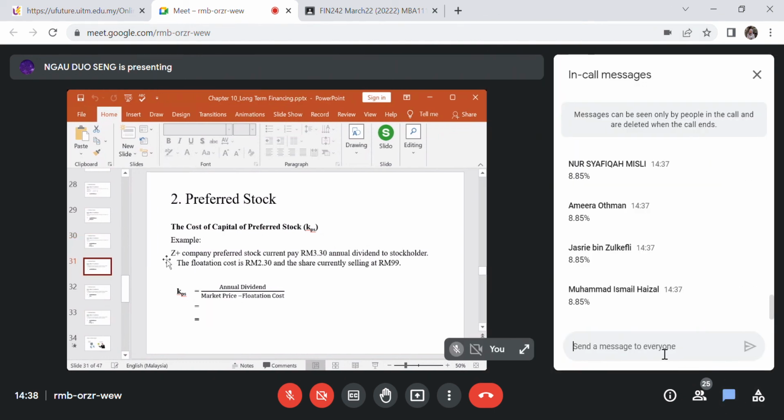Z Plus company preferred stock current pay 3 ringgit 30 cent annual dividend, right, to stockholders. So the flotation cost is 2 ringgit 20 cent, and the share currently selling at 99. All right, so you calculate.